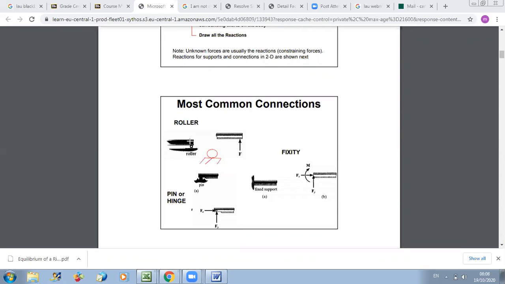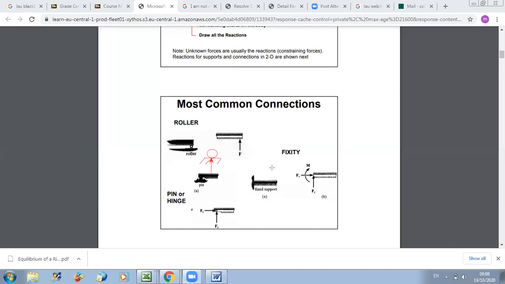So you have the circle. In the case of a roller, you only have a reaction that is perpendicular to contact. It's like a wheel. It can slide in the x direction, so you will only have a force in the perpendicular direction. So when you see a roller, it will act only with a reaction that is perpendicular to contact.